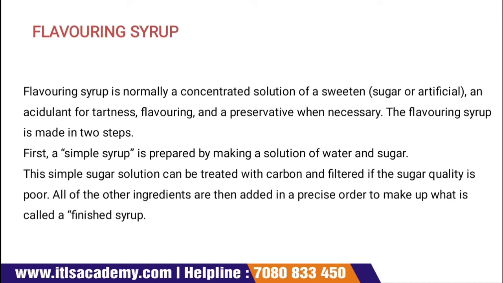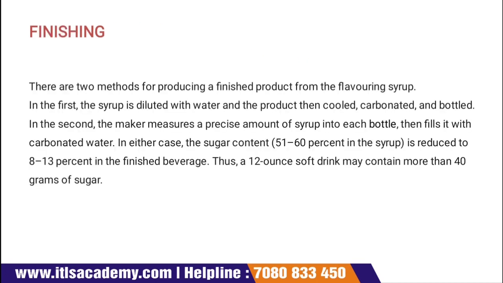So in the starting, you make a simple syrup by simply adding sugar into water, and then in finished syrup, adding all the ingredients in the prescribed order. That is known as finished syrup. Then comes the finishing. There are 2 methods of producing a finished product from flavoring syrup. In the first, the syrup is diluted with water and the product, then they are cooled, carbonated and bottled.